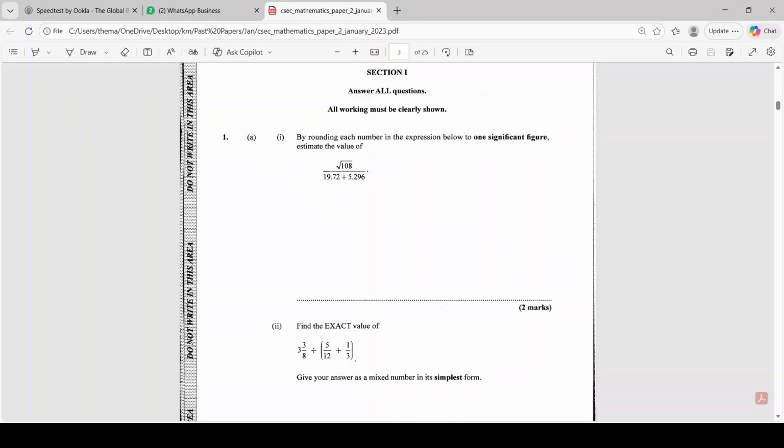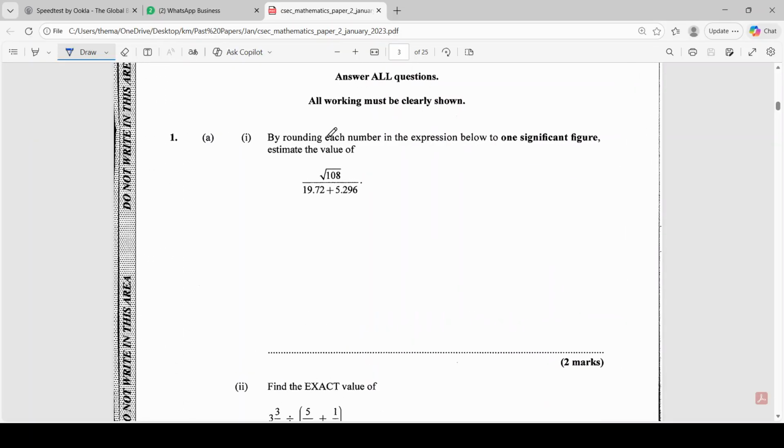Right, solutions for Jan 2023, question 1. By rounding each number in the expression to one significant figure, estimate the value of the following. So you need to round each number firstly before we go and work it out, right? So the one significant figure.